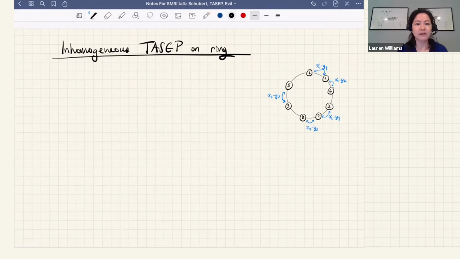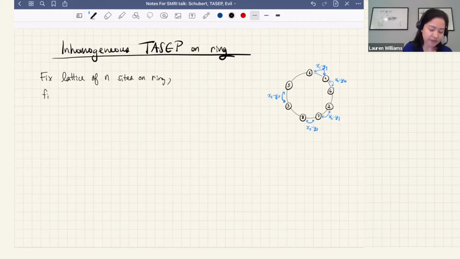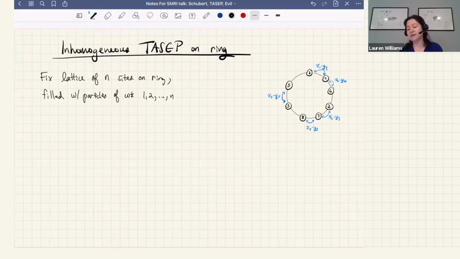So now let me define the version of the ASEP we're interested in. This is going to be the inhomogeneous TASEP on a ring. What we're going to do is fix a lattice of n sites on a ring, and it's going to be filled with particles of weights 1, 2, up through n. I could allow particles to have repeated weights, but to make most transparent the connections to Schubert polynomials, I'm just going to stick with the situation where the particles have weights precisely 1 through n.